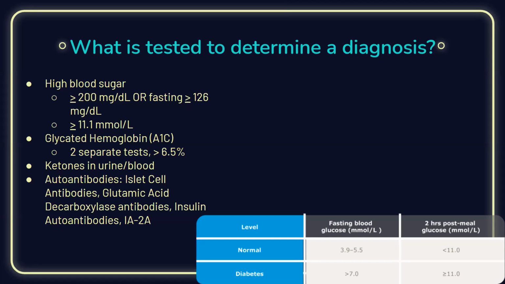In addition, there's a test that involves glycated hemoglobin, which is what you might hear as A1C. There are two separate tests, and if this is over 6.5% concentration, then this person likely has type 1 diabetes. There's also something called ketones that can be measured in the urine and the blood. And finally, autoantibodies, which are islet cell antibodies, glutamic acid decarboxylase antibodies, and insulin antibodies, such as IA-2A.